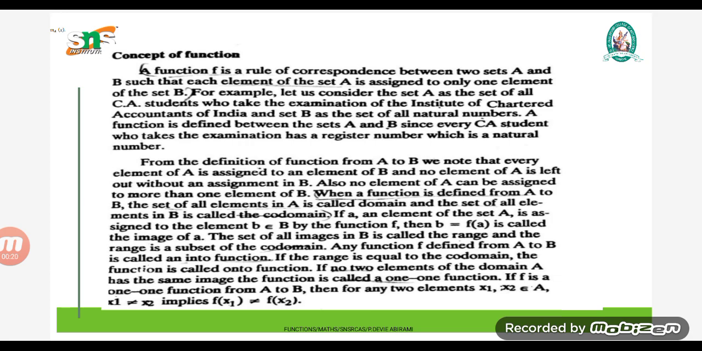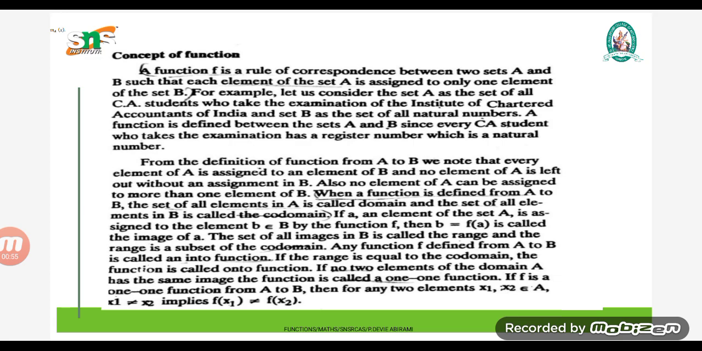A function f is a rule of correspondence between two sets, capital A and B, such that each element of the set A is assigned to only one element of the set B. For example, let us consider the set A of all CA students who take the examination of the Institute of Chartered Accountants of India, and the set B is the set of all natural numbers. So f is a function defined between the sets A and B, since every CA student who takes the examination has a registration number, which is a natural number.